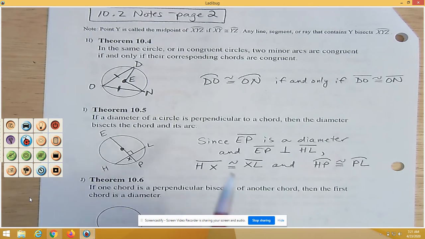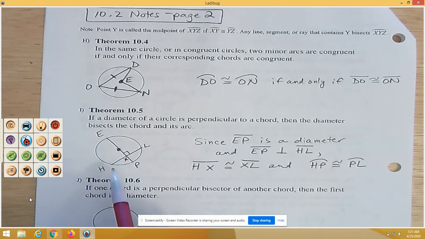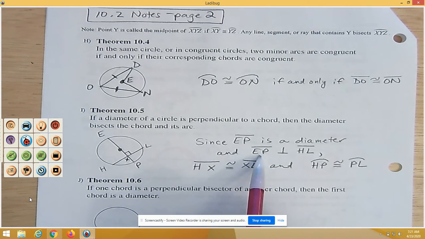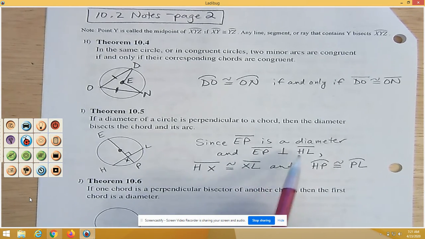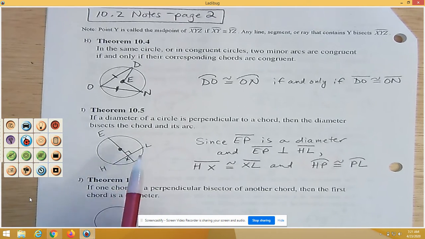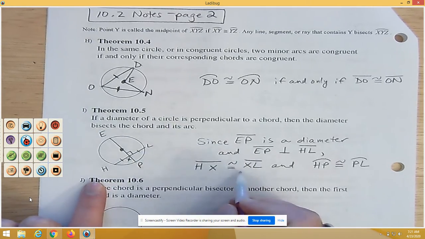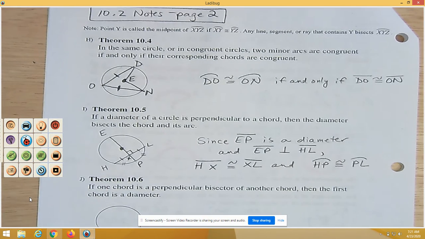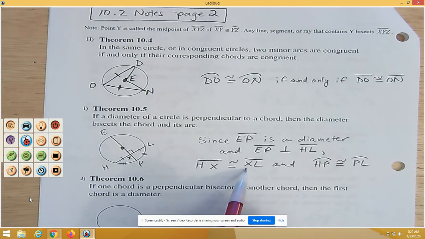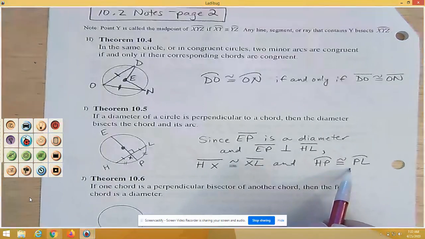So let me say that again. Since EP is the diameter and segment EP is perpendicular to segment HL, now they're both chords. EP is the diameter, so it's a special case of a chord, but it's perpendicular to HL, so I'm getting that right angle. Because I have this very particular diagram, I now know that these segments are congruent, and I know that these arcs are congruent. I'm just going to designate them with different tick marks. The first set of tick marks corresponds to these two segments being congruent, and the second set of tick marks corresponds to these arcs being congruent. So that's another theorem that we have.